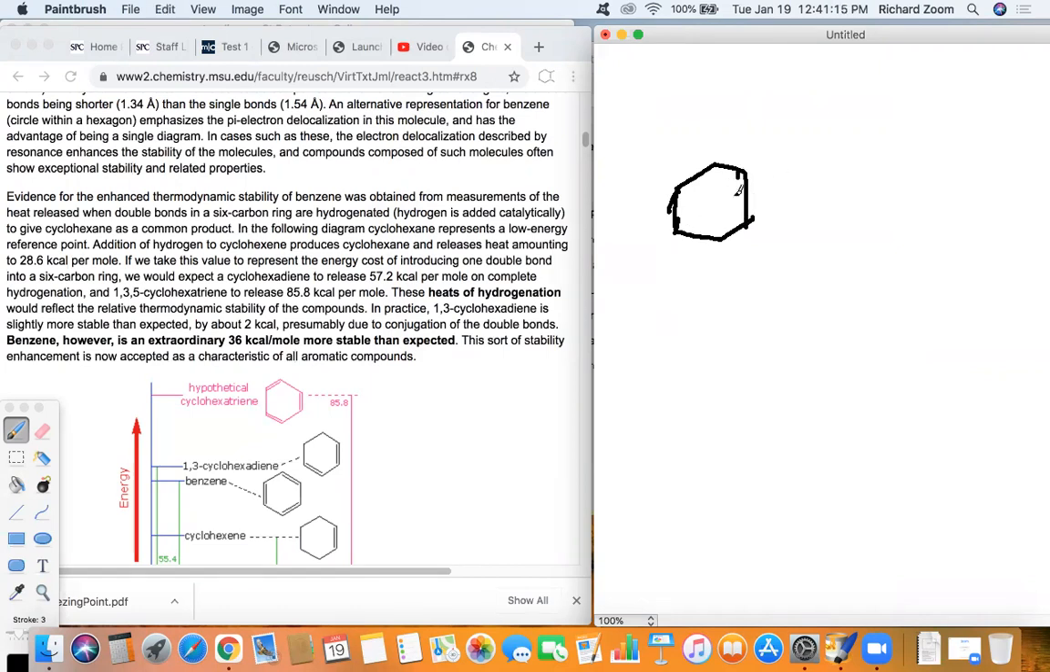I don't know why this is not working out so well here. Here we go, it's better. Maybe it's not straight.